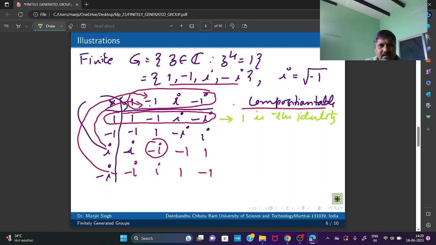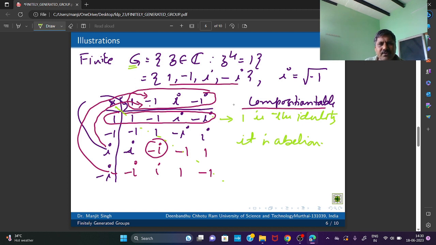Now we can see this column is also the same, and we can observe certain things here. The first row is the first column, second row is the second column, third row is the third column, fourth row is the fourth column. It means that it is abelian, because each row is a column, and vice versa. So this is an abelian group.